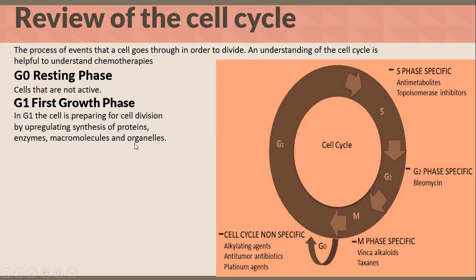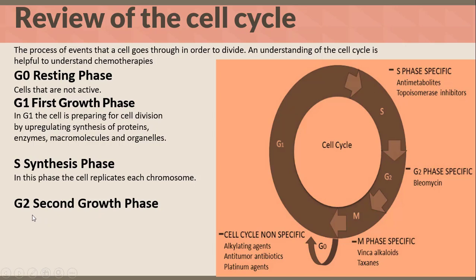S, the synthesis phase. In this phase, the cell replicates each chromosome. As you can see here, the S phase specific drugs are such as antimetabolites and topoisomerase inhibitors. G2, or second growth phase, involves growth prior to mitosis. In G2, bleomycin is a G2 phase specific drug.